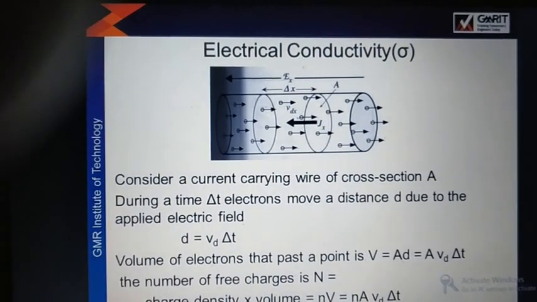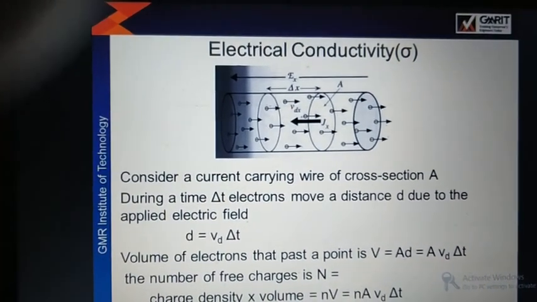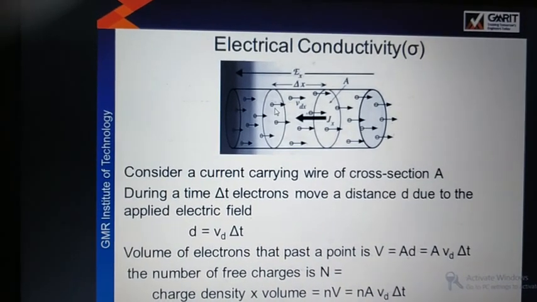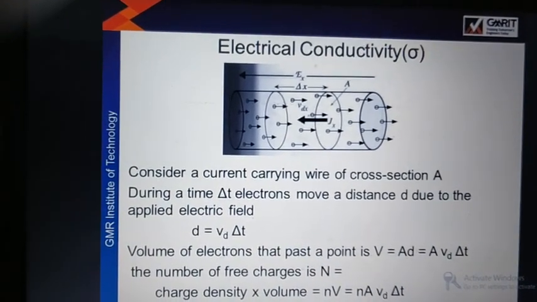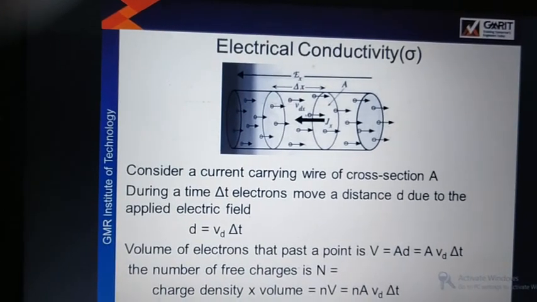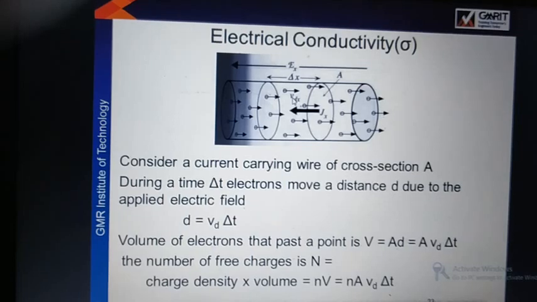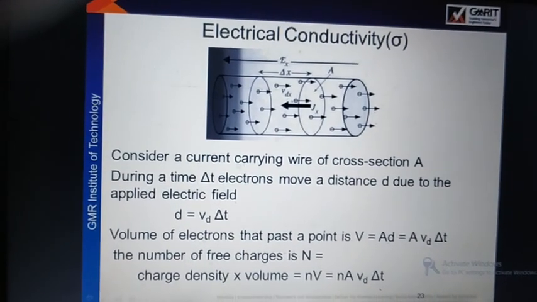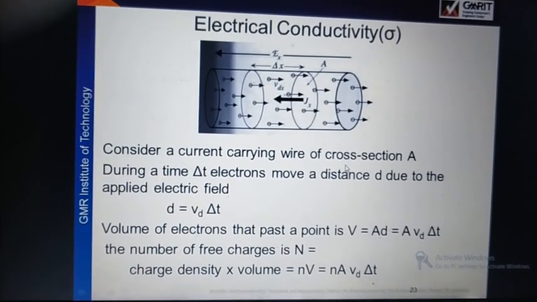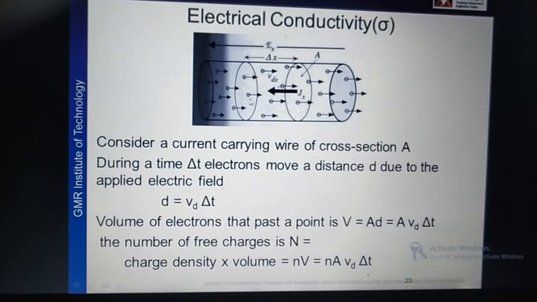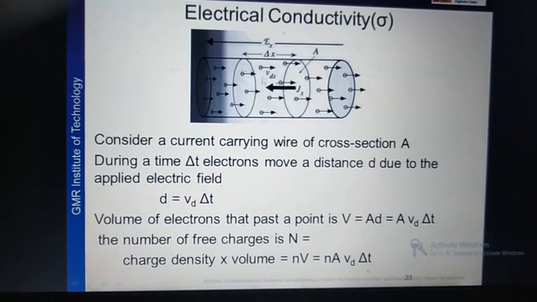Now when I apply the electric field, what is the velocity gained by the electrons? The velocity gained by the electrons is the drift velocity, which is given by Vd. Now consider a current carrying wire of cross section A. So this is the wire, and the cross section is A. I am taking this cross section.